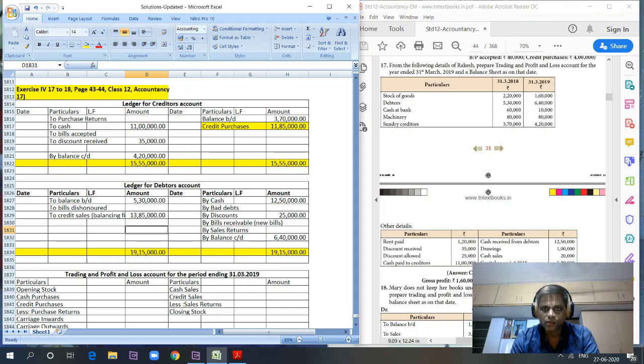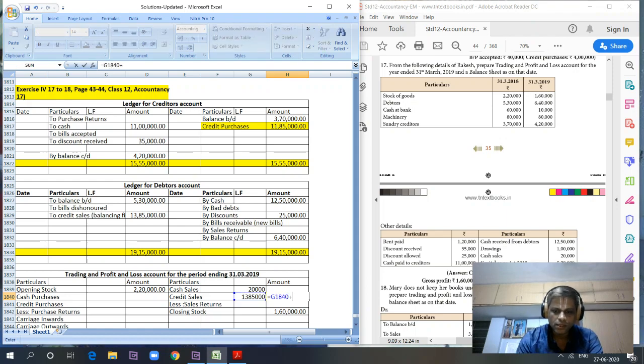Now let's prepare the trading and profit and loss account. What is the opening stock? Opening stock given here is 2 lakh 20,000. Closing stock is 1 lakh 60,000. We have cash sales given here. Cash sales is 20,000. Credit sales, we identified, is equal to 13 lakhs 85,000. So total sales is equal to 13 lakhs 85,000 plus 20,000, 14 lakhs 5,000.